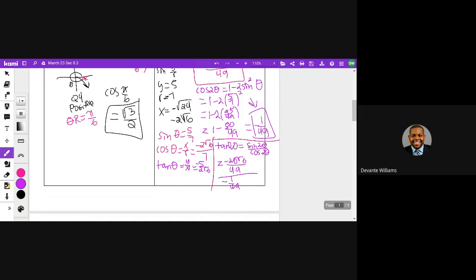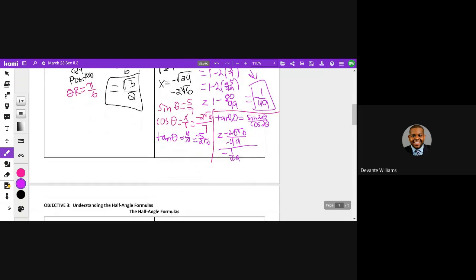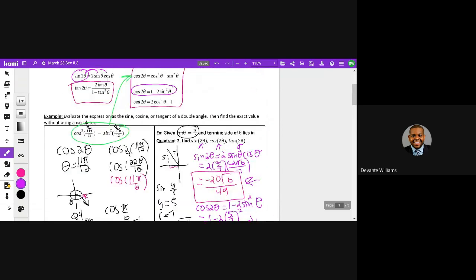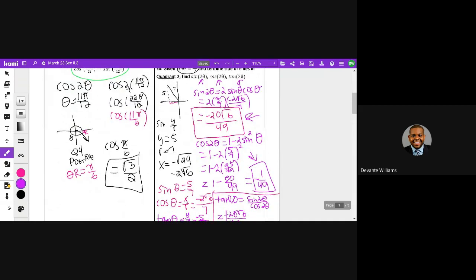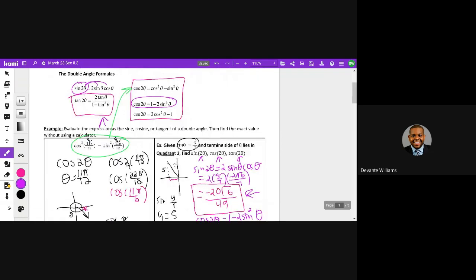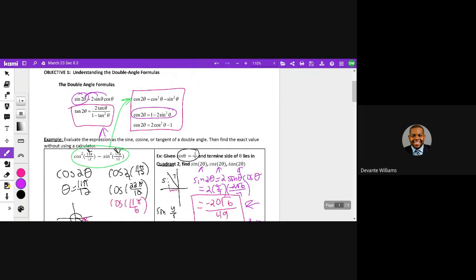We're going to cross multiply to cancel out the 49s and the negatives, and that should give us the tangent of 2 theta equals 20 square root of 6. That works every time. Or you can go back and use this tangent formula here, and plug in what we found, the tangent of negative 5 over 2 square root of 6, over 1 minus that same thing, to get the answer. Either way works.